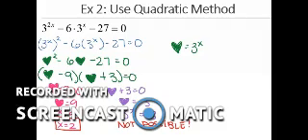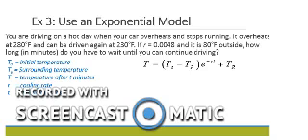Check by using the store feature of your calculator to verify if this is a true solution to the original problem. Newton's law of heating and cooling is one example of an exponential model application. You are driving on a hot day when your car overheats and stops running. It overheats at 280 degrees Fahrenheit and can be driven again at 230 degrees Fahrenheit. If R is the value given and it is 80 degrees outside, how long in minutes do you have to wait until you can continue driving?